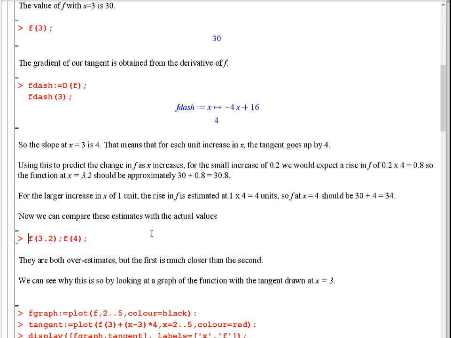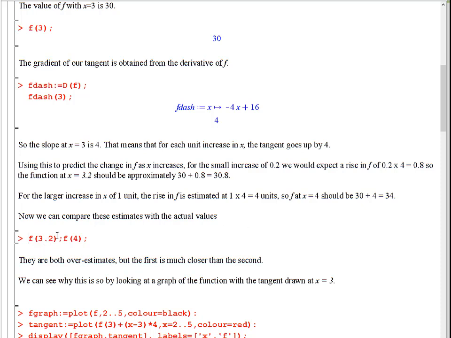Now let's look at the larger rise, when we're going to increase by a whole unit. That takes us from 3 to 4. The rise in f is estimated as 1 times 4 units, because the gradient is 4, which gives us 4. So the function at x equals 4 should be 30 plus another 4, it should be 34. So what we've done is start at the point of 30, and use the gradient of 4 to predict the value ahead without calculating. I predict it's going to be 30.8 at the point 3.2, and I predict it's going to be 34 at the point 4.